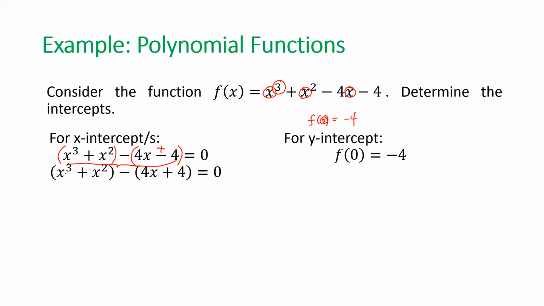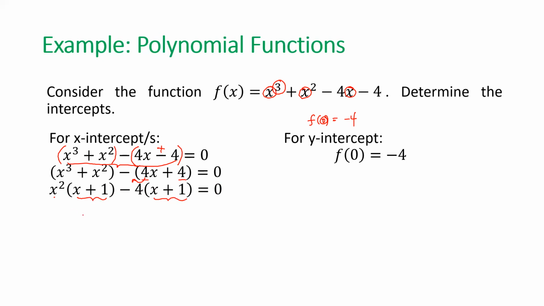So for the first group, x cubed plus x squared, we can factor out x squared. And then for the second group, we can factor out 4. So we can write this as x squared times the quantity of x plus 1. And then since 4 here is factored out, we have minus 4 times the quantity of x plus 1 equals 0. Now this resulting equation, if we observe, has a common factor, which is the quantity of x plus 1.